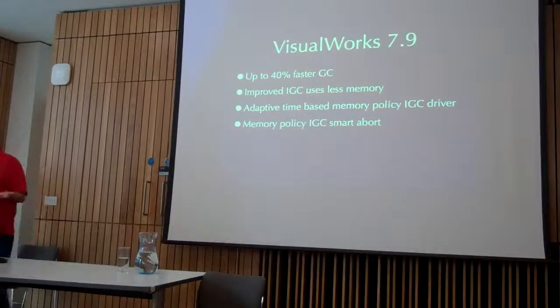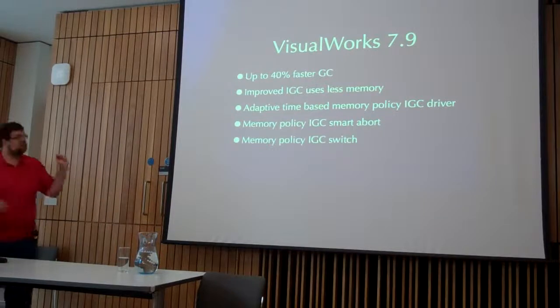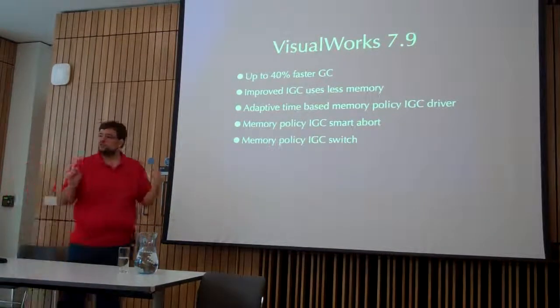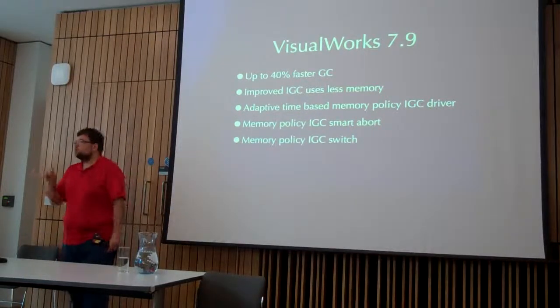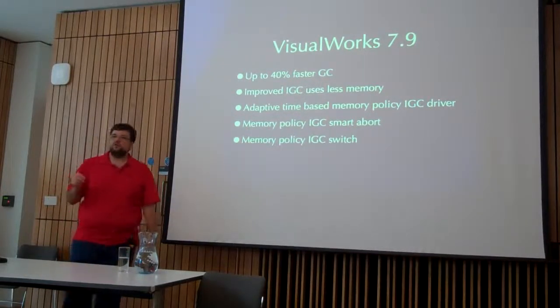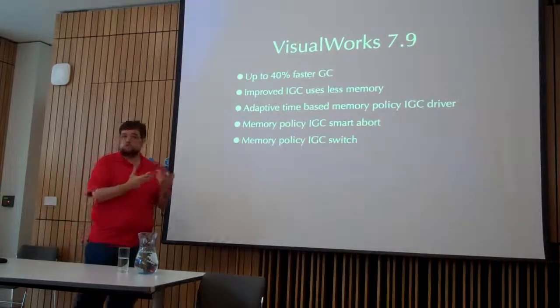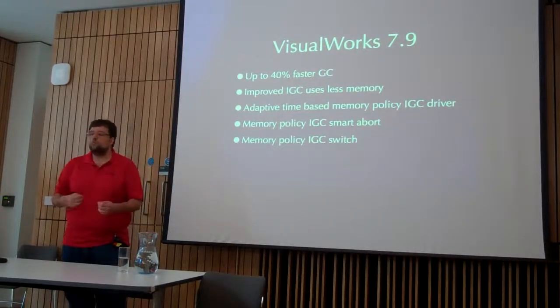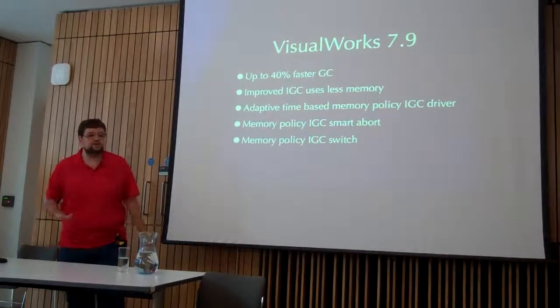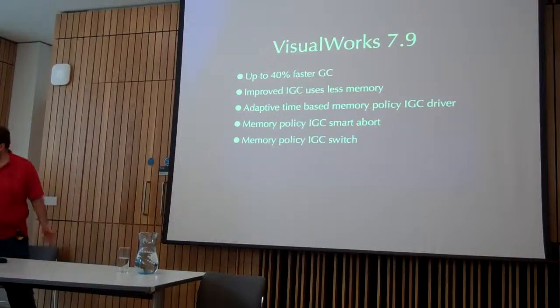But for applications that know what's going to happen with memory management, the memory policy now has a switch. You can turn the IGC off with one message: object memory, current memory policy, allow inc GC, false. No more IGC. So if you know what you're doing, and you know, for example, that I'm just going to bring a ton of objects, and most of them are not garbage, I don't want to run the IGC right now. So now you can do that very easily, and thus improve your application performance much more.